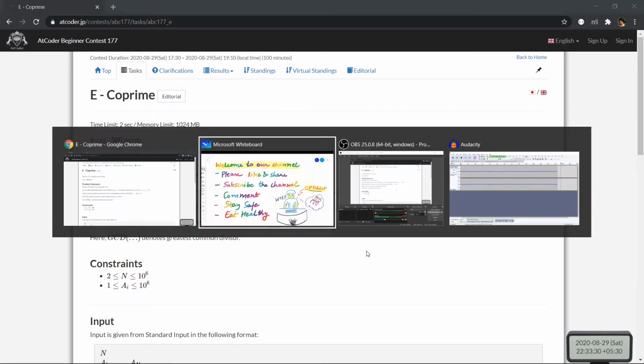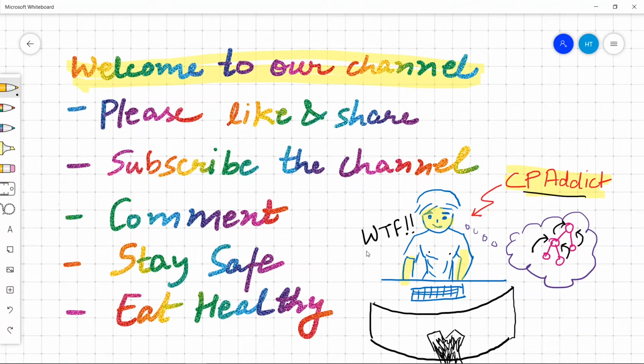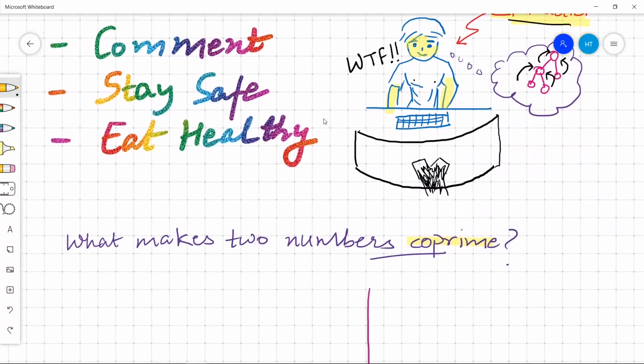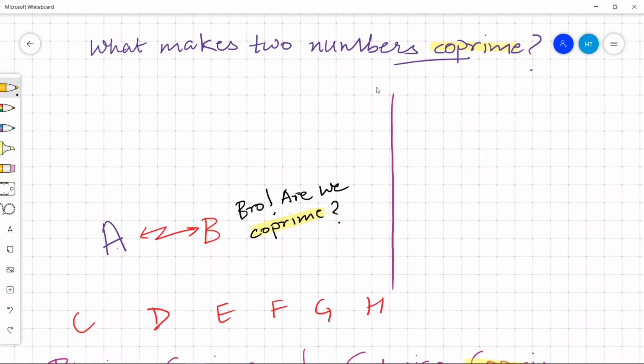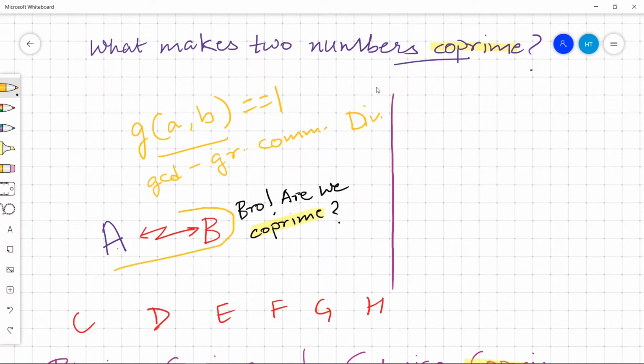So before starting, let's first see what makes two numbers coprime. Two numbers are coprime when the GCD of two numbers A and B is equal to 1. GCD stands for greatest common divisor. Suppose A and B are two numbers and we want to check if they are coprime or not.